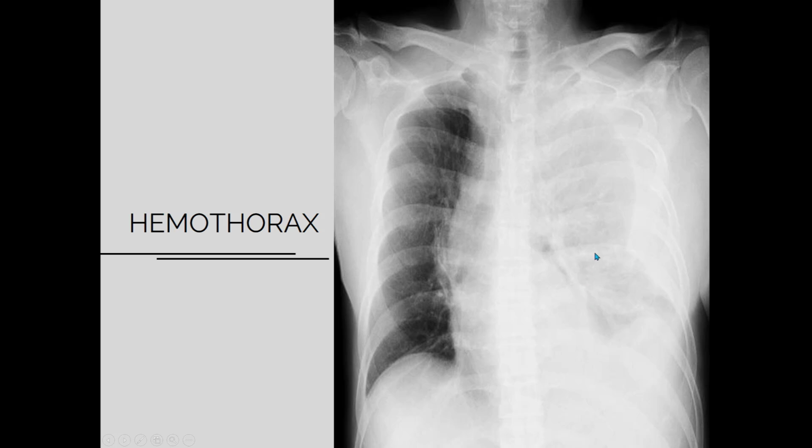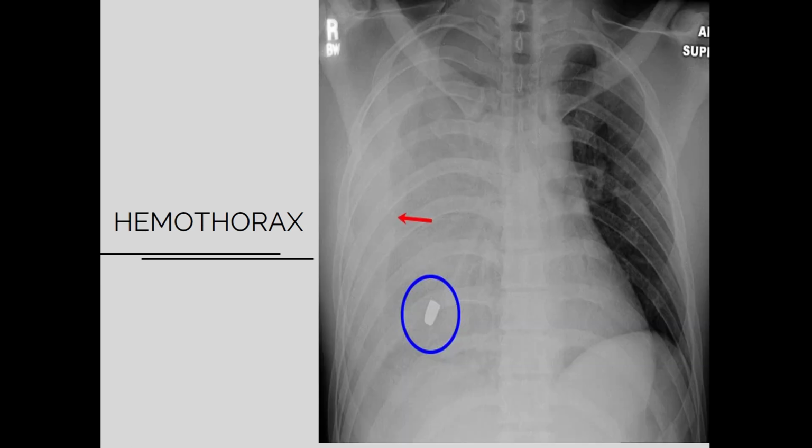And what is our diagnosis? This is a left-sided hemothorax. In this picture you can also see exactly the same thing: on the right side of the lung you cannot see the lung, while the left side is very clear. So on the right side there is complete opacification, you cannot see the lung.